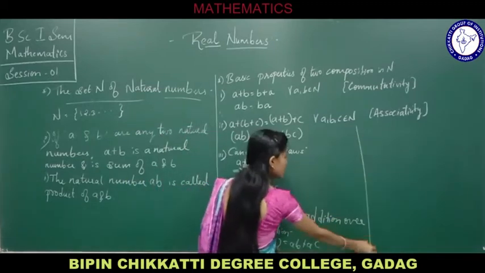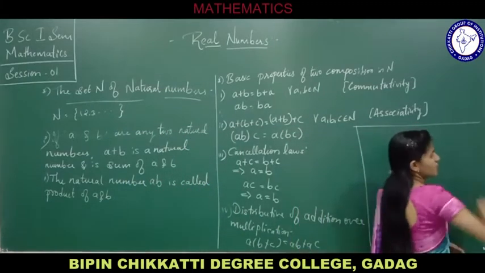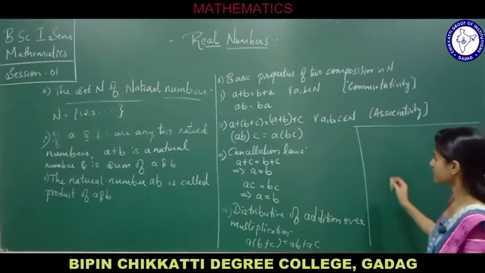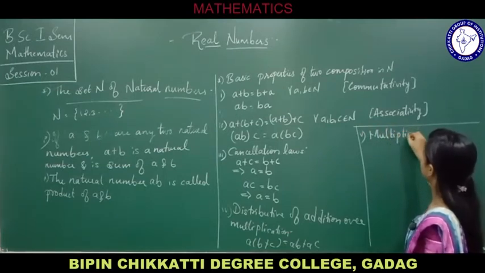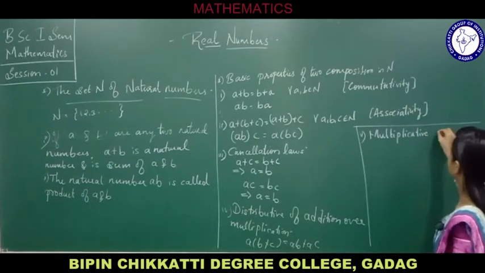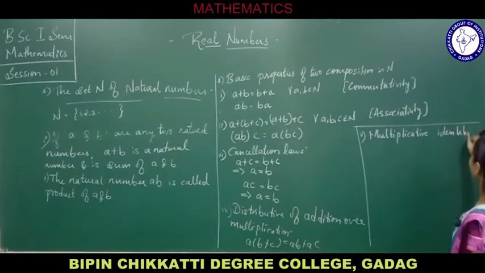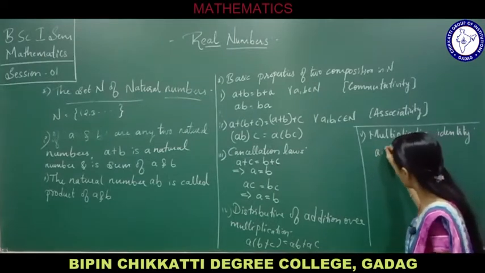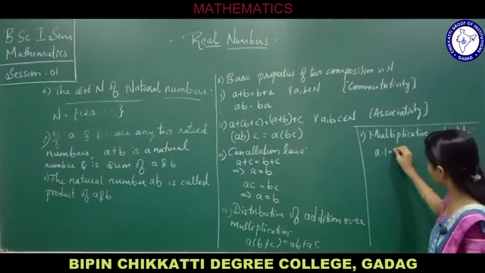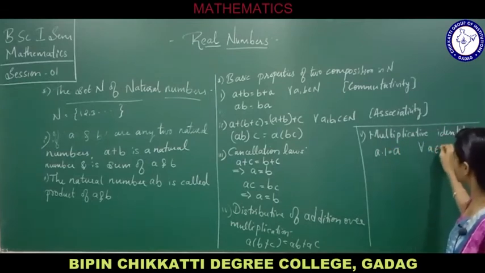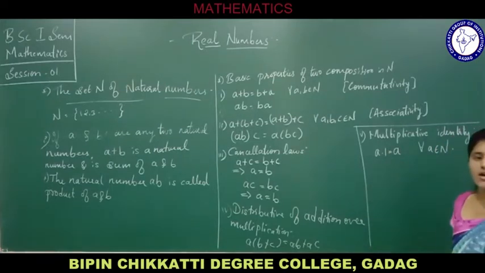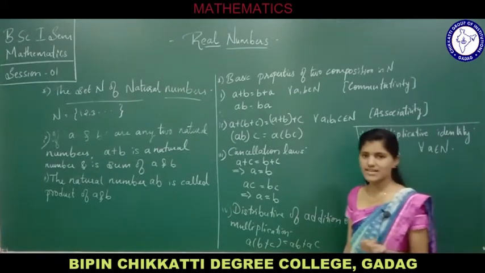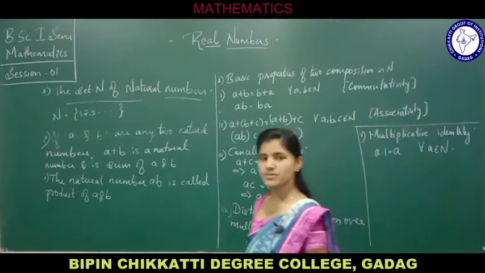What about the multiplicative identity? If A is any number, then A into 1 will be equal to A for all A belonging to this set of natural numbers. Hence 1 is called the multiplicative identity.